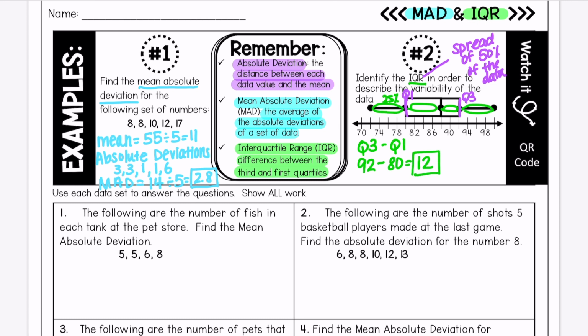I hope that this little video has helped you to understand how to find the MAD as well as the interquartile range, the IQR, and also understand what you are finding.